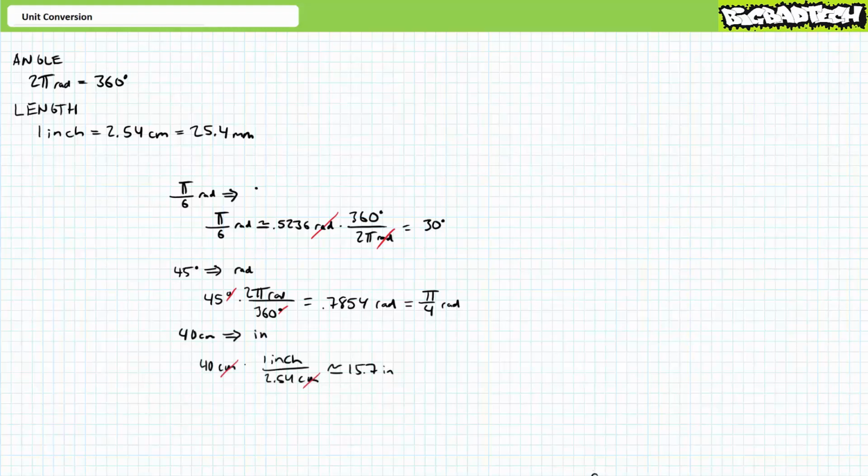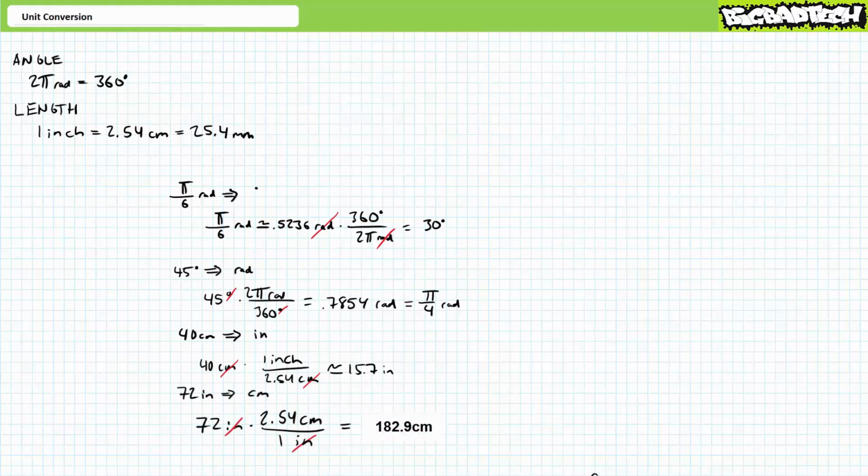Next, we're being asked to convert 40 centimeters into inches. The unit we want, inches, is on top. The unit we don't want, centimeters, is on the bottom. 40 centimeters times 1 inch divided by 2.54 centimeters, units of centimeters cancel out, we're left with roughly 15.7 inches.